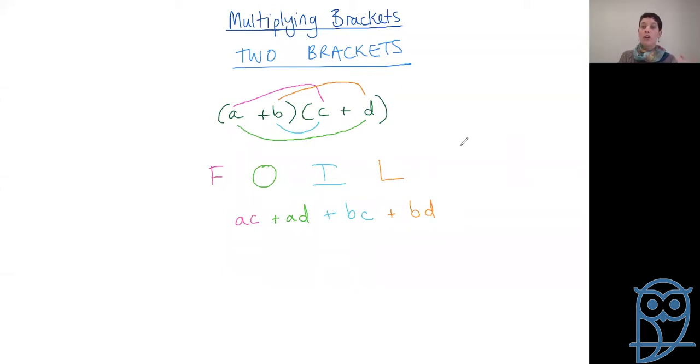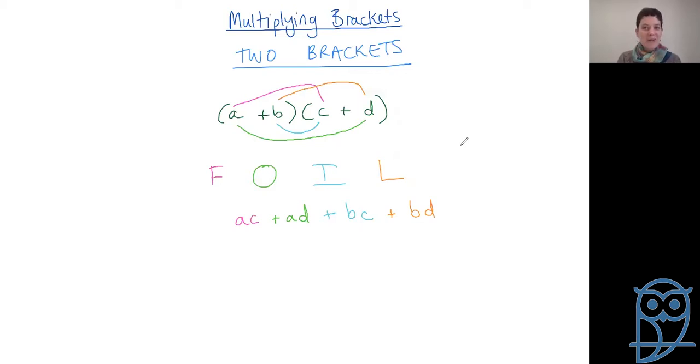So first, the first two in each bracket. Outer, the ones furthest away in the two brackets. Inner, the ones closest together, one from each bracket. And then last, the last one in each bracket. And each time we multiply. So AC plus AD plus BC plus BD would be our complete and final multiplication. And in this case, we don't have any like terms. So that would be our final answer.